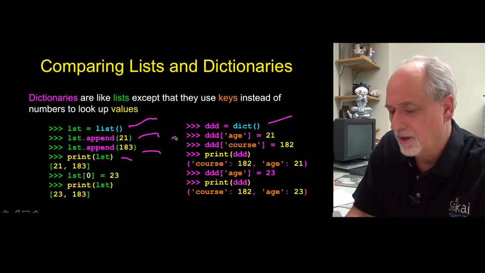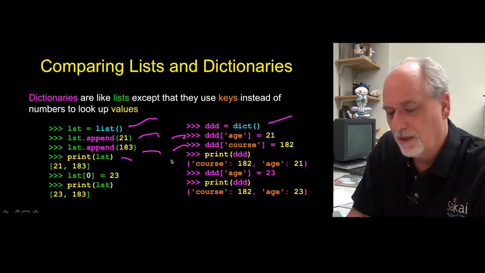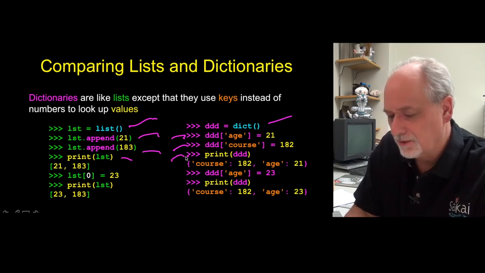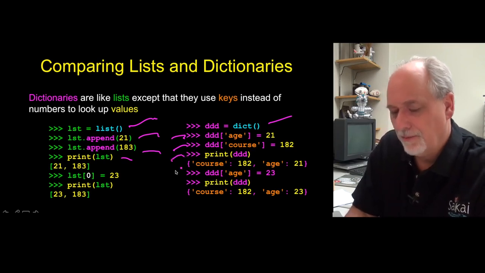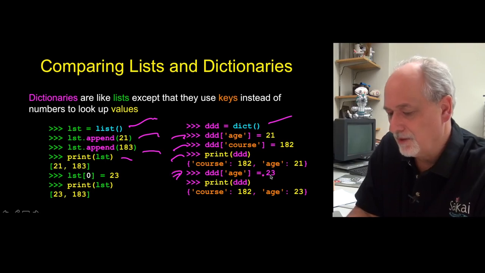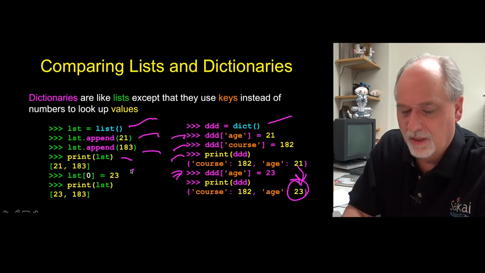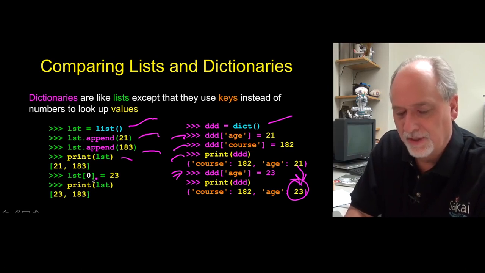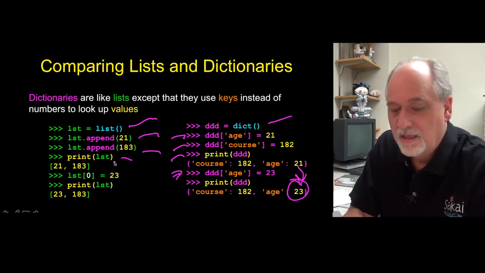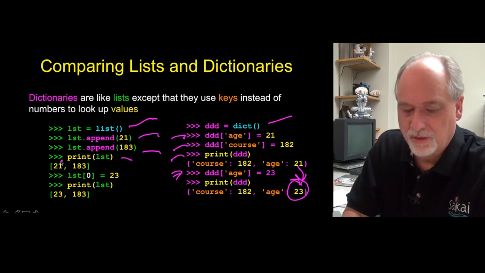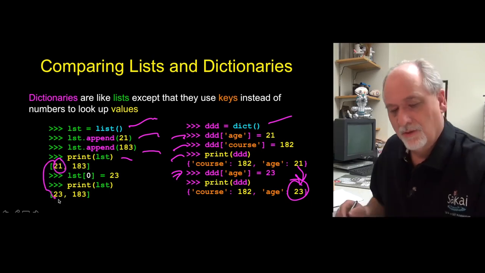Here we're going to mark 21 with age and stick it in, and mark 182 with course and stick it in, and then we're going to print it out, and there we got course and age mapped. And we can add a 23 and stick it back in age, and that overwrites. So the 21 becomes the 23. We can do the same thing in a list, except we say lists of 0, because in lists the indexing is position, and so this 21 becomes 23.